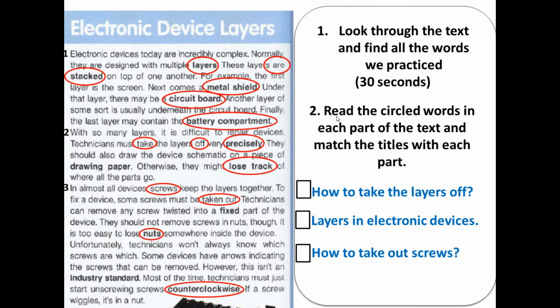Now please read the circled words very attentively in each part of the text and match the titles with each part of the text. So the titles are How to take the layers off, Layers in electronic devices, How to take out screws. Let's do the first one. Right you are. The first title is for the second part of the text. Find the 2 other titles according to the keywords.